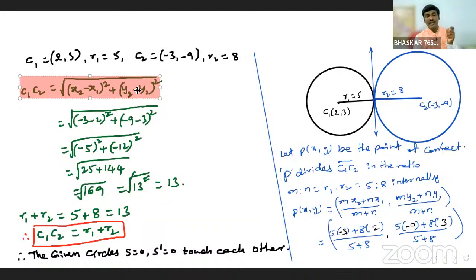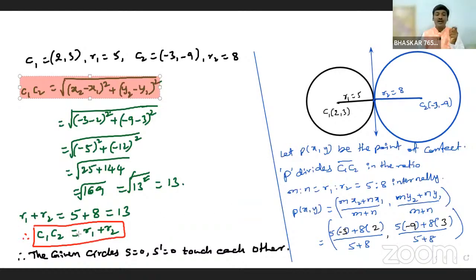C1C2 is equal to under root of x2 minus x1 whole square plus y2 minus y1 whole square. Repeat the formula once again. What is the distance formula? Root of x2 minus x1 whole square plus y2 minus y1 whole square.